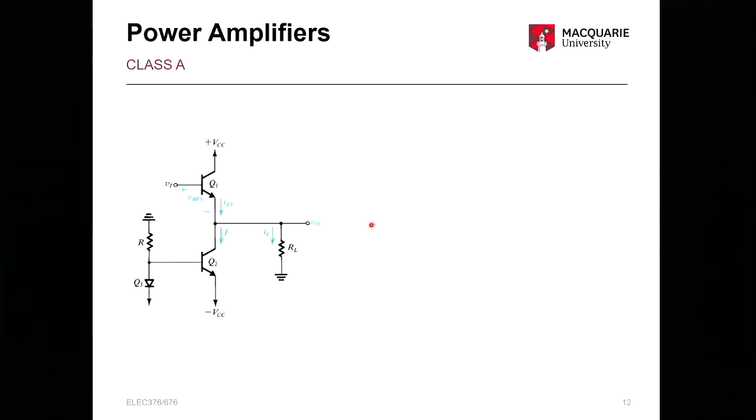So Class A power amplifiers. Here's a typical Class A power amplifier circuit. So Q2 is used just to provide a constant bias current to Q1. We can see our output, because it's just an emitter follower design, is going to be V in over here minus VBE1. Okay, that gives us our output voltage there.